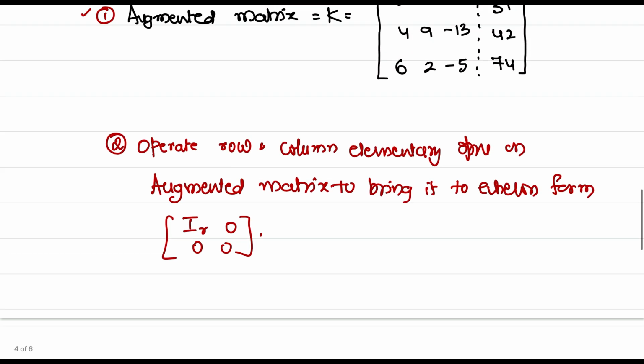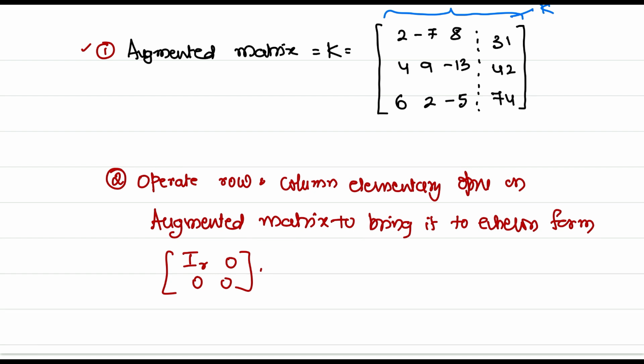In the process, first what we have to do? Make the first column elements below the first row element as zeros. IR is nothing but the 1 0 0, 0 1 0, 0 0 1 form.